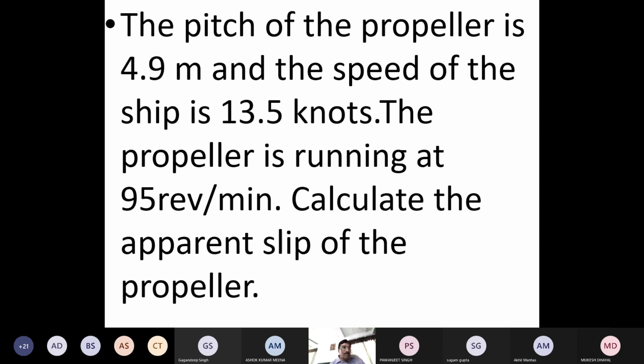Unless and until mentioned, it will be taken as apparent slip. Please remember, if it is written what the real slip is, only then we will talk about real slip. If he has only mentioned the slip, the slip is this much, it is apparent slip. If he has to mention it is a real slip, then he will say real slip is so much. Real and true we do later; first let's do apparent slip. So this is a numerical on apparent slip, please try it.